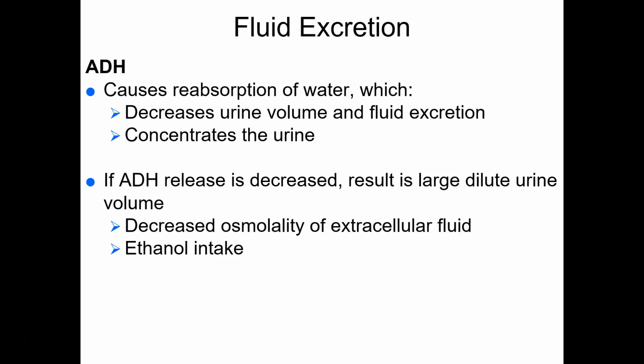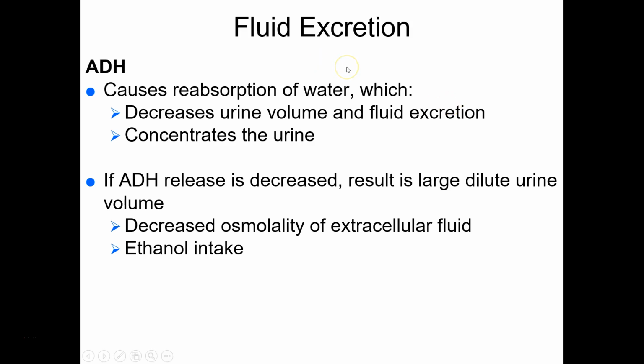If, however, you alter ADH, so you can block it at its site of production or release in the brain, or you can block it in the nephron. So if ADH doesn't work, then what you end up with is a lot of very dilute urine being passed, and so that can actually cause you to become dehydrated. You know this if you have alcohol. Alcohol can actually block the release of ADH, and so as a result, you pee frequently and you can become dehydrated if you drink a lot of alcohol.